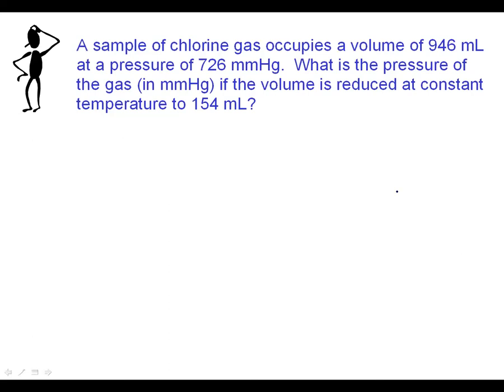All right, so why don't you try one calculation here. A sample of chlorine gas is 946 milliliters at 726 millimeters of mercury. What is the pressure in millimeters of mercury if the volume is reduced at constant temperature to 154 milliliters? So take a minute or two here and see what you come up with.